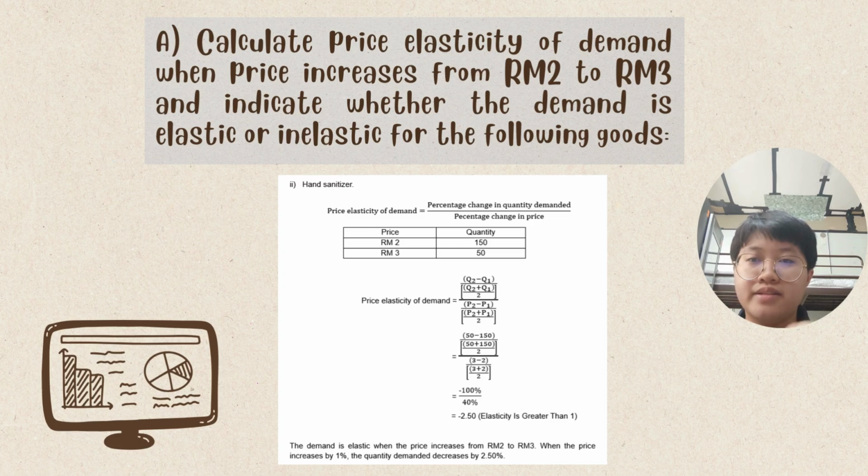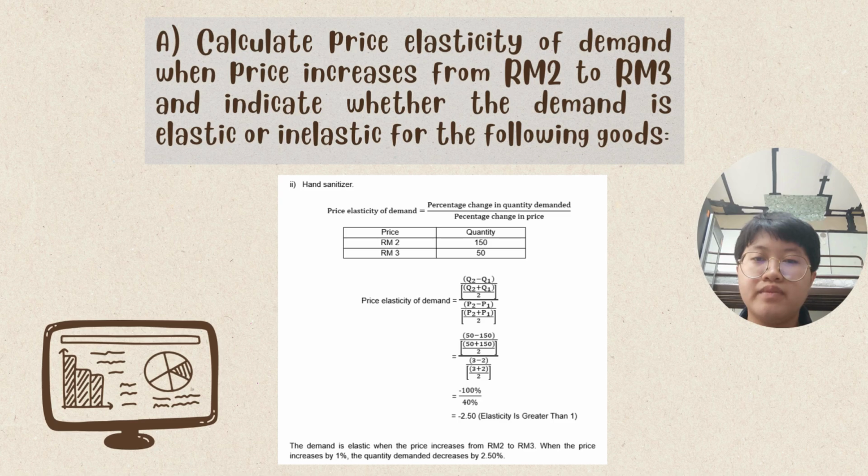For the hand sanitizer, we calculate the price elasticity of demand using the midpoint formula. The price increased from 2 ringgit to 3 ringgit and the quantity demanded decreased from 150 units to 50 units. To find the elasticity, we use this formula. Price elasticity of demand equals the percentage change in quantity demanded divided by the percentage change in price.